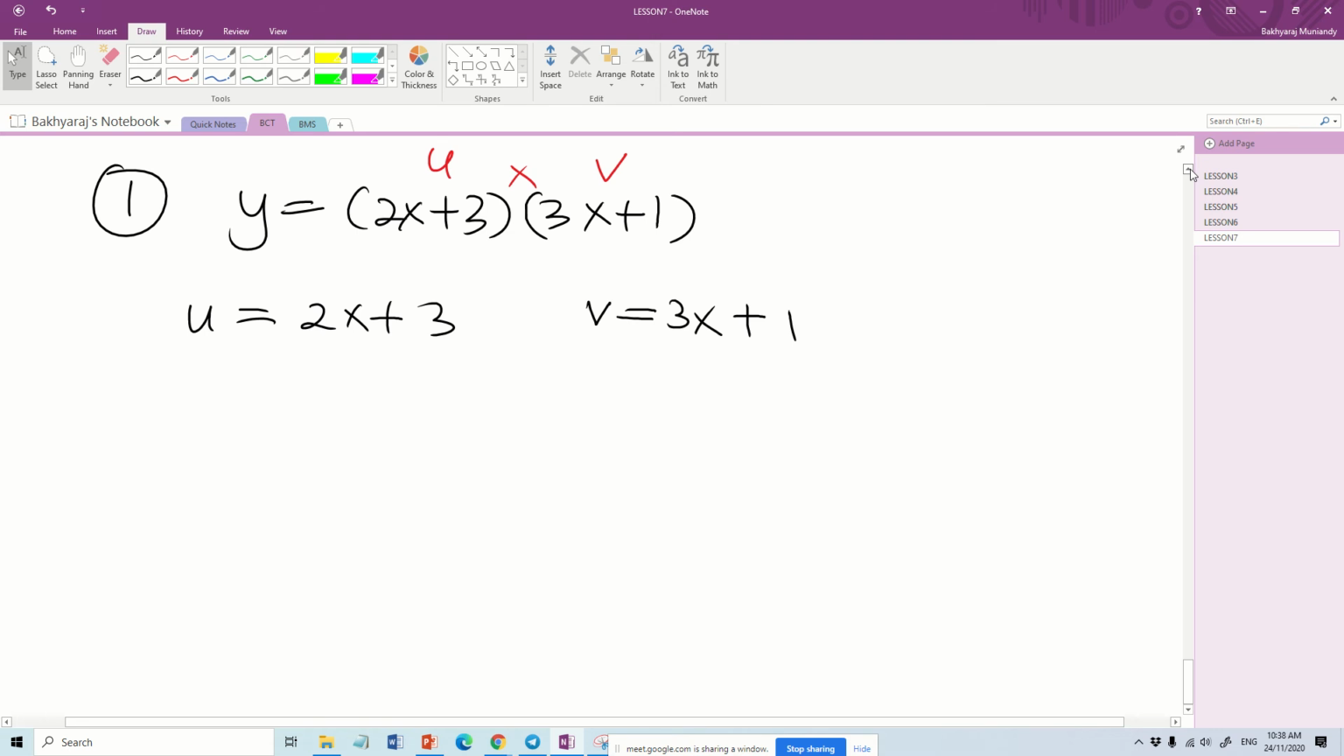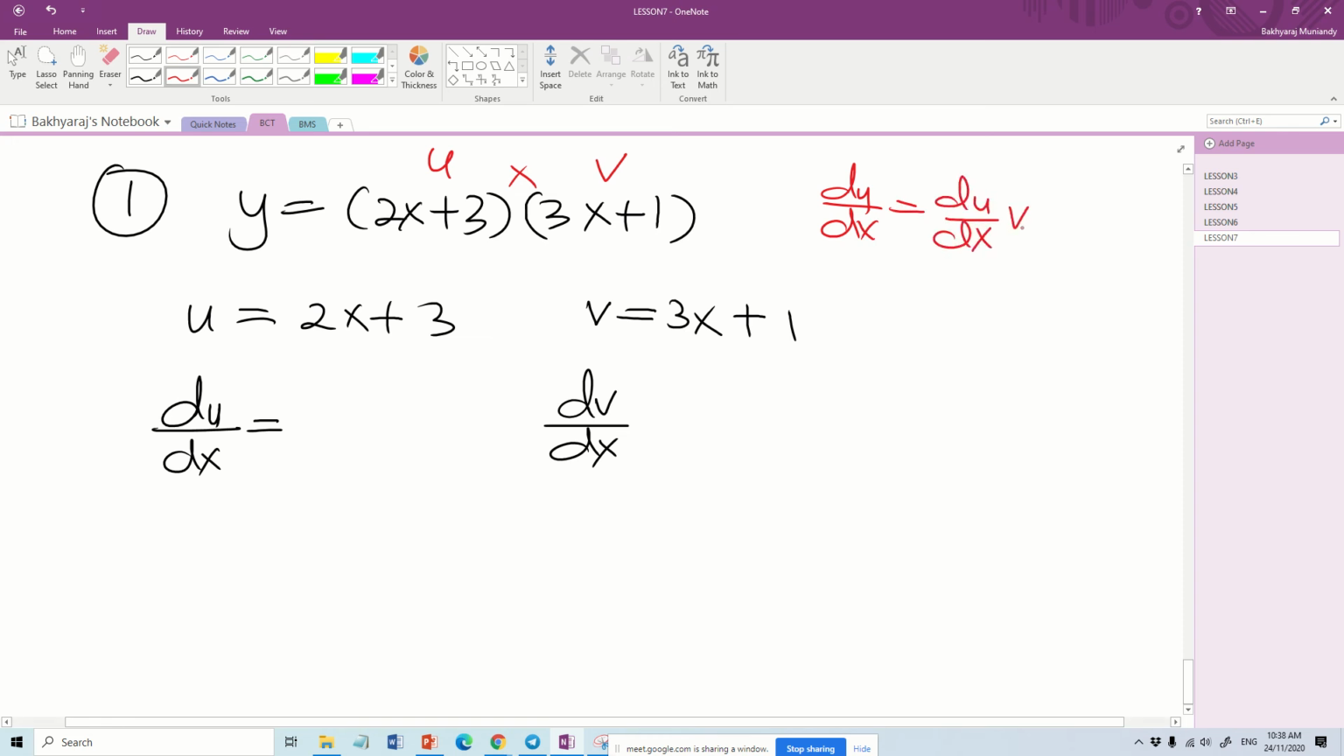Okay, so again, what I said to you is find what is du dx. Find what is dv dx. Cari dulu. Okay, so formula is what? Again, formula I put it here. dy dx equals du dx times v plus u times dv dx.